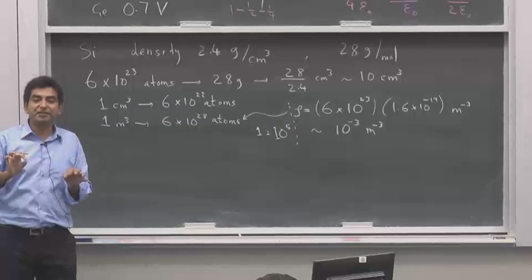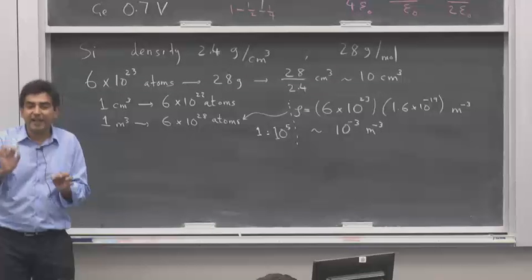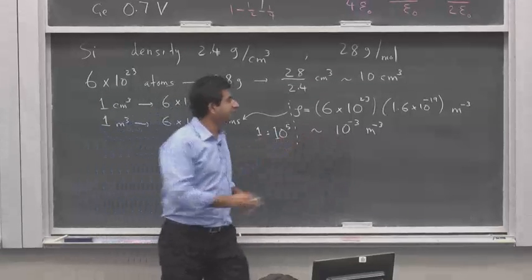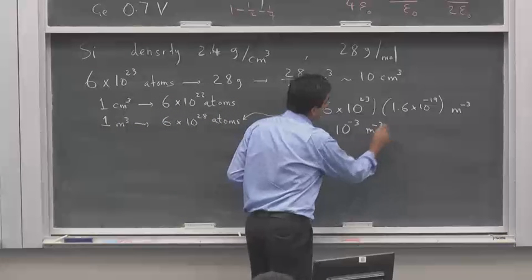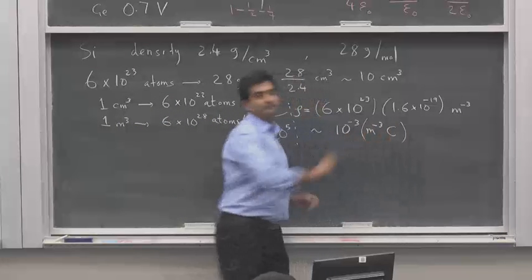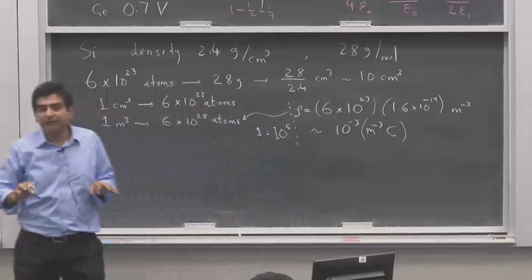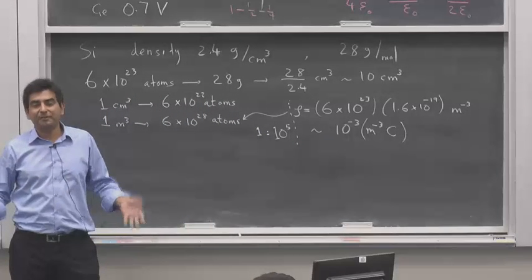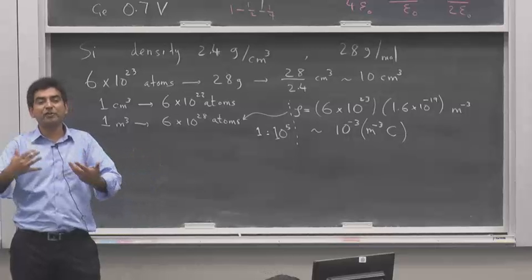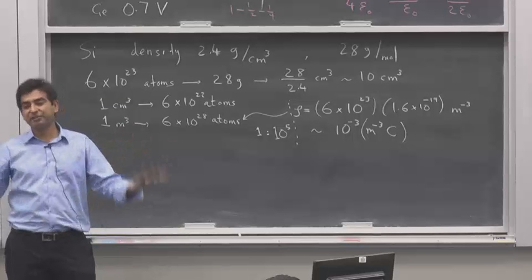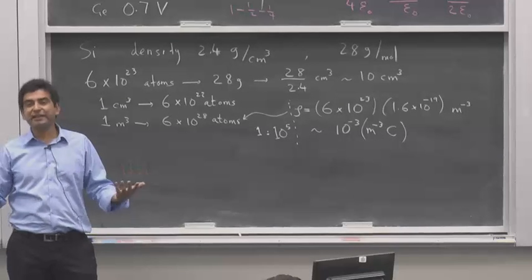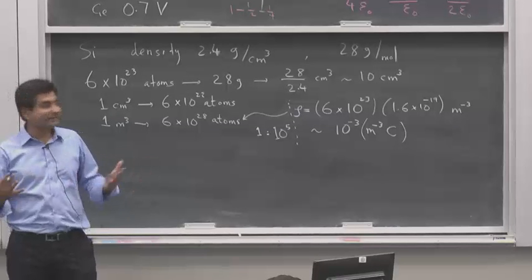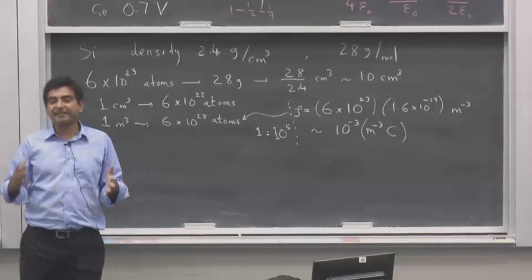Inside the depletion region, the amount of charge that I have per unit volume is this much, coulomb per meter cube. This is the amount of charge that I have in a unit volume inside the depletion region, because here the electrons and holes have recombined to give me a depleted region. And the amount of depletion that I get is the amount of charge carriers that were initially present per unit volume. So this is the amount of rho inside the depletion region.